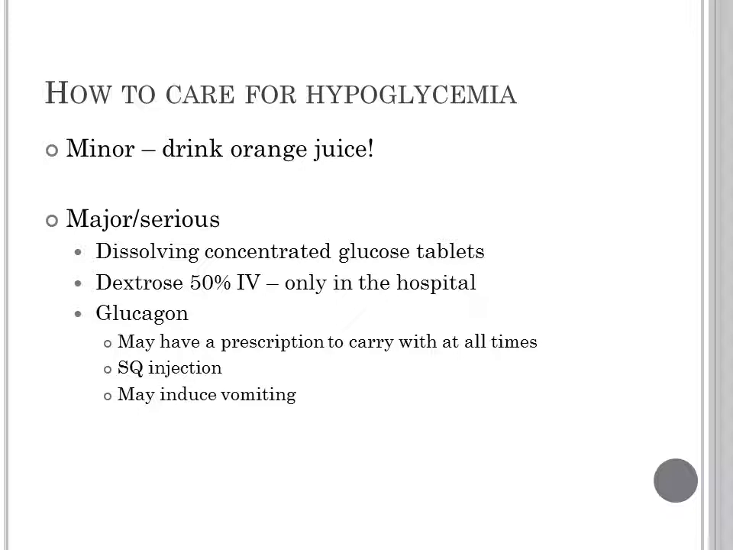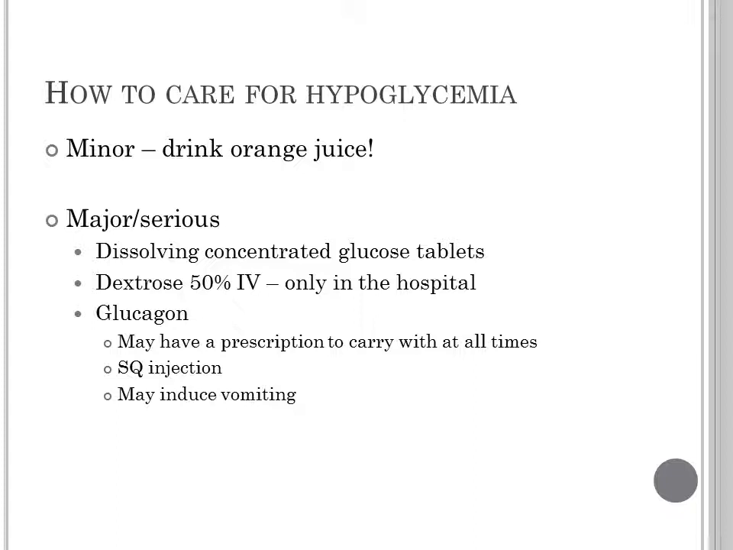When you take this topic in a more in-depth course, they'll talk about the rule of 15. We give 15 grams of a carbohydrate, so one serving of orange juice, and then recheck the blood sugar in 15 minutes. If it's still low, they get another 15 grams of carbohydrate, so one more serving of orange juice, and then we recheck in 15 minutes. If it's still low at that second check, that's when we send them to the doctor to get evaluated. Again, we call that the rule of 15.